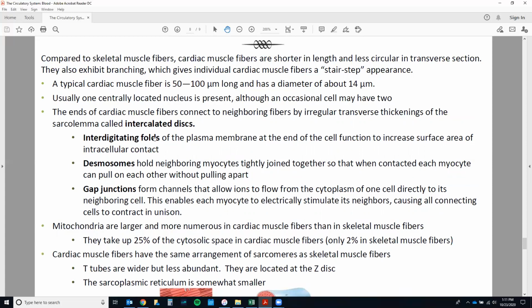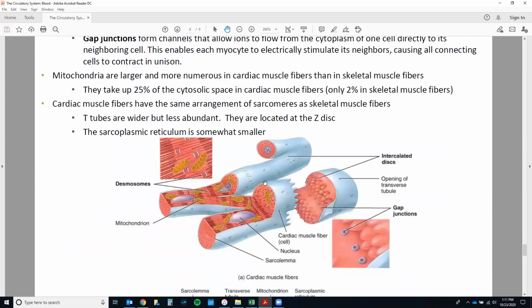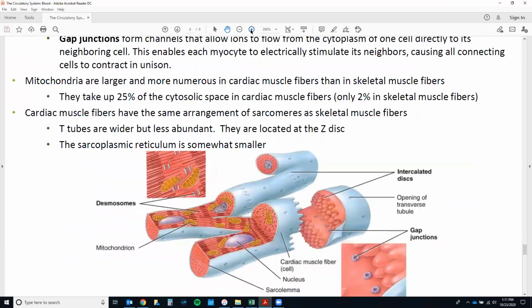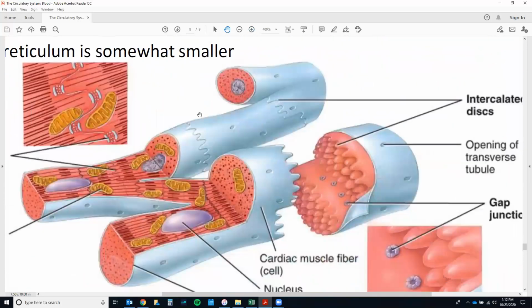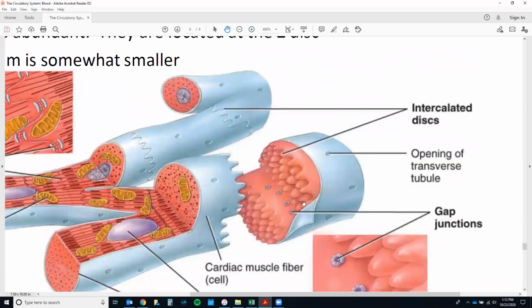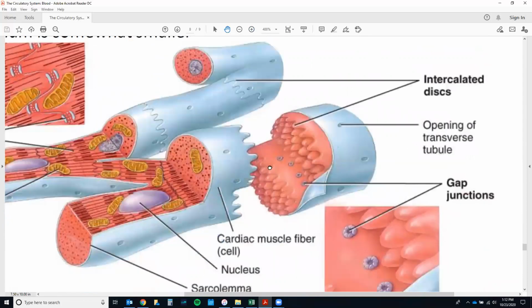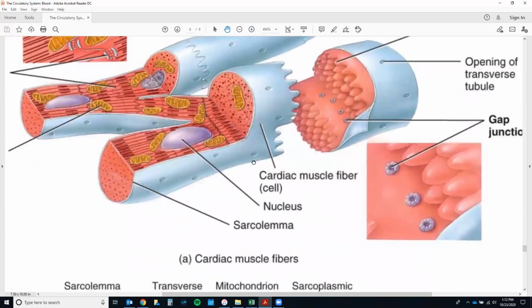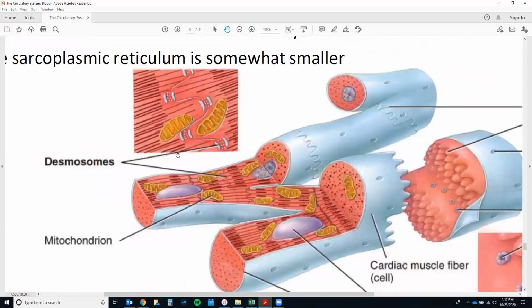Features of intercalated discs are these interdigitating folds, which I'm going to zoom in and show how that zigzag appearance is in this picture, to show that this is a way that our cells lock together. These folds match the folds of the next door neighbor cell and create a nice connection between the two. There's a lot of surface area, a lot of points of contact, and so it's a nice strong connection between the two.